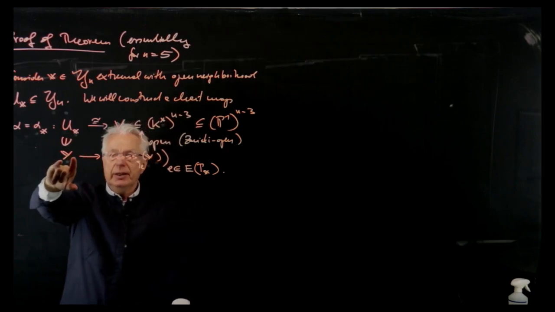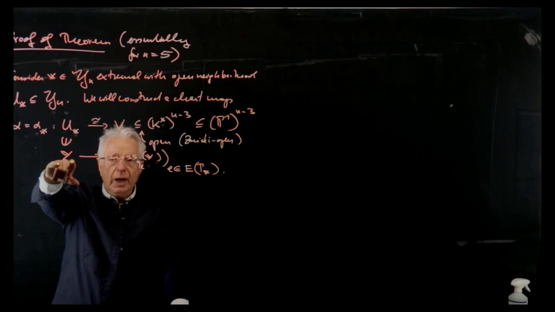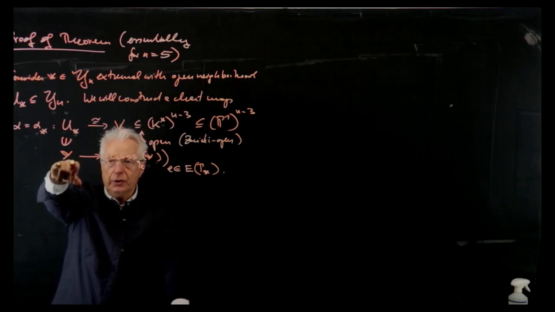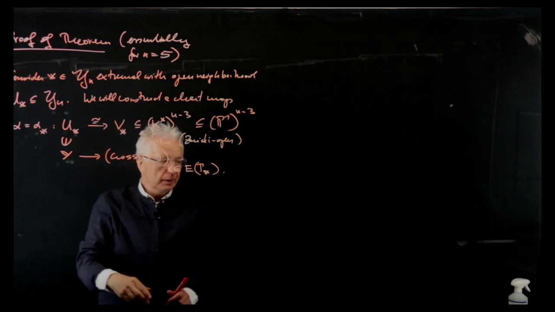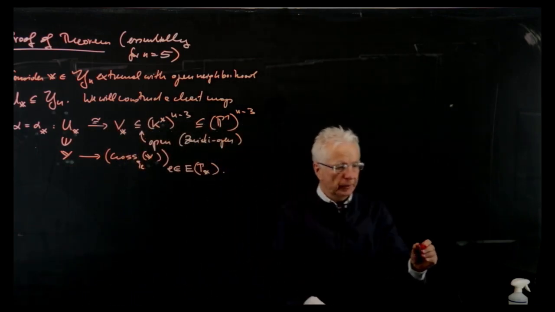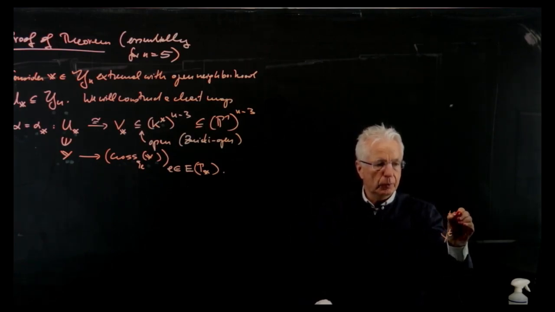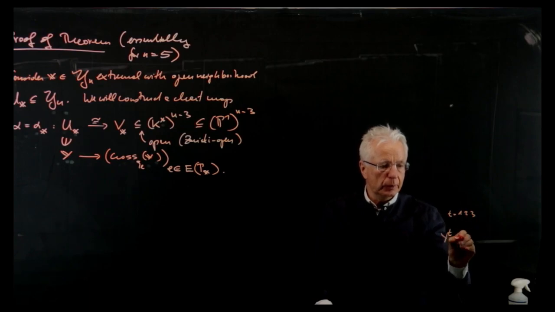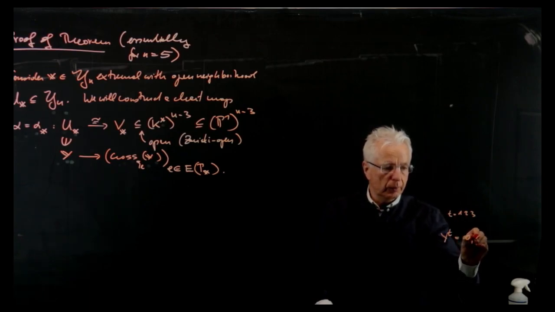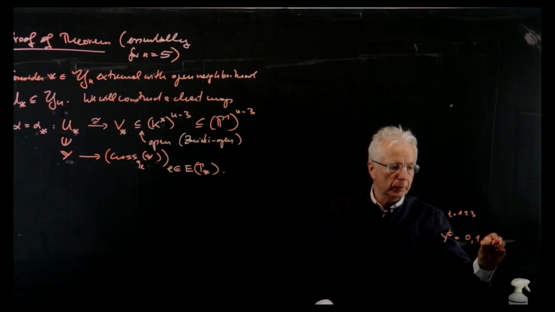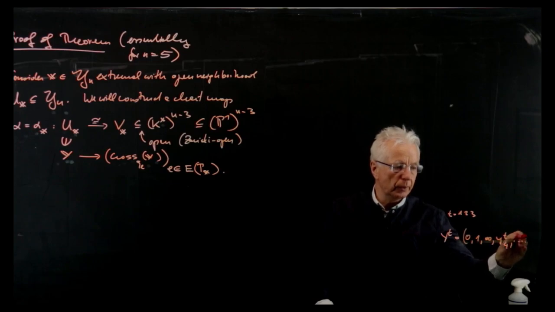But reconstructing the entries of y is equivalent to reconstructing all cross ratios of y. Yeah, because remember, let me write this here. Yt, if t is 1, 2, 3, would be y1t, which is 0, 1, infinity, and the next one would be yt4, and then so on.